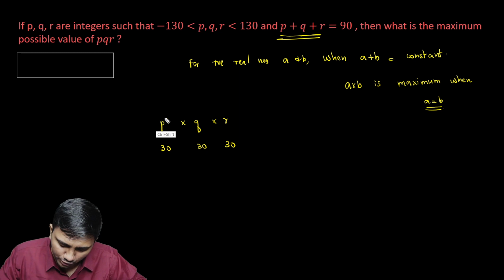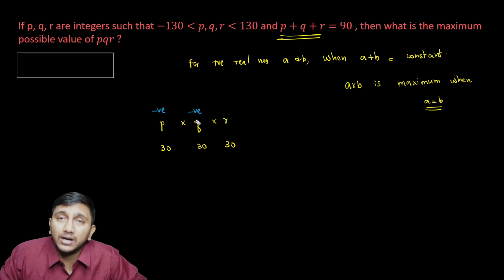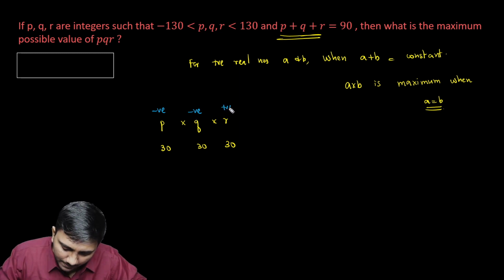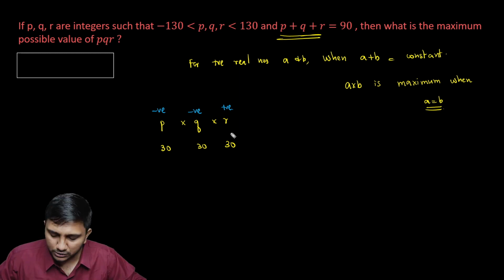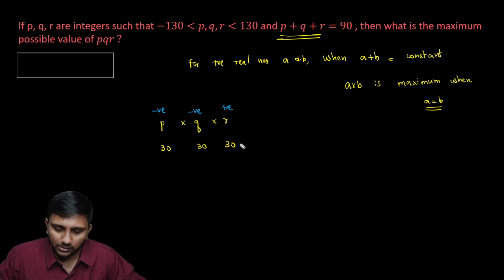So I'll have to make sure that exactly two of them are negative. I cannot have one or three negative. In that case, my product will become negative. So I can have two of them negative and probably the third one will be positive. Let that be R. Let me see what is the greatest positive value I can give for R. So P, Q and R should be less than 130. So the maximum I can give for R is 129. It has to be less than 130.